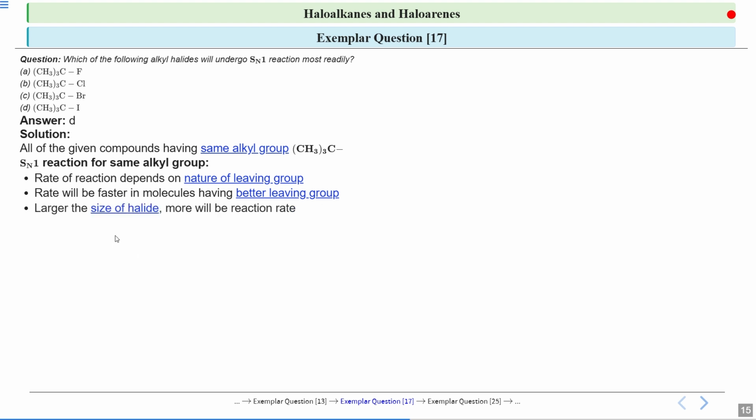And if your halide ion size is larger, that means it will be the better leaving group. That means the reaction rate will be larger too, right? So the reason behind this fact is that with the increase in size, as you go down the halogen group from fluorine to iodine, the size increases, right? And with the increase of the size of the halide, the bond it forms with the carbon in the alkyl halide becomes weak. That means it will be easy to break that bond. So that's why it will serve as a better leaving group with the increase of the size.